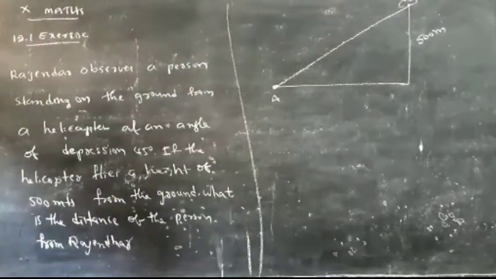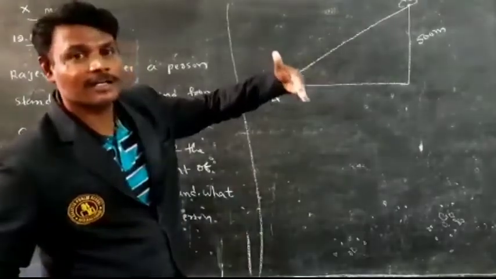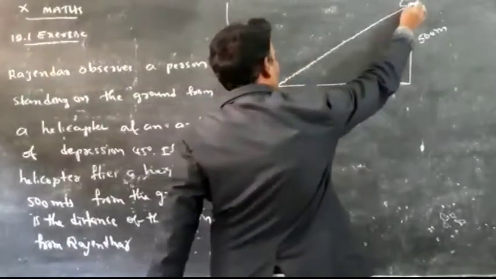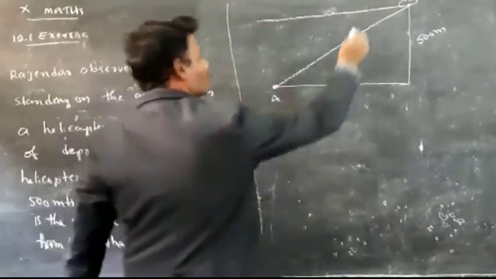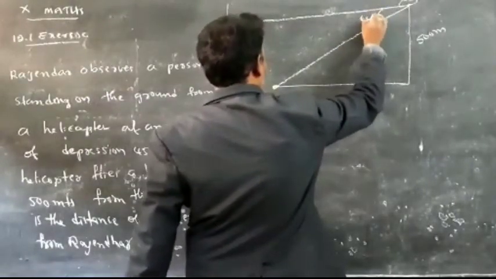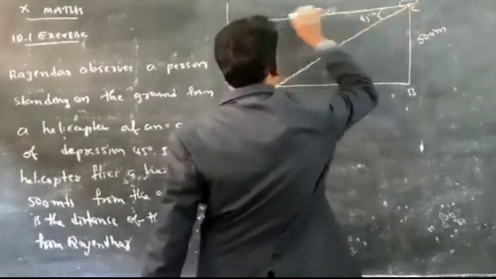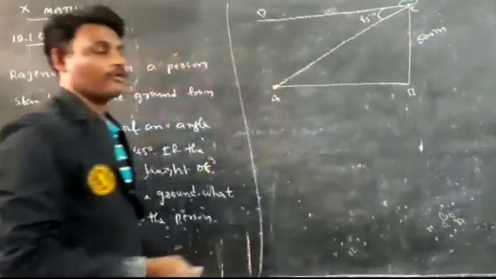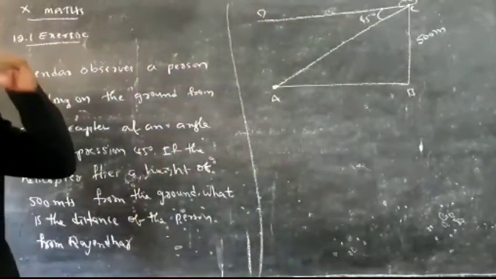What is the angle of depression? Line of sight is always lower than the horizontal line. So from the location of Rajendra, he may take one horizontal line. So what is the angle of depression here? 45 degrees. A and B and C and D. Now you have to find the distance between Rajendra and the person.